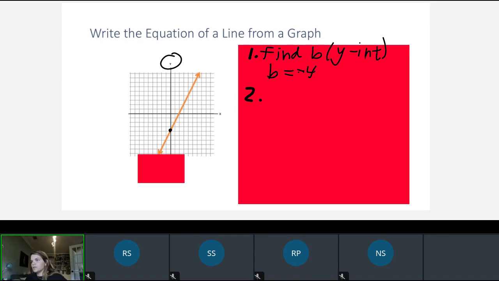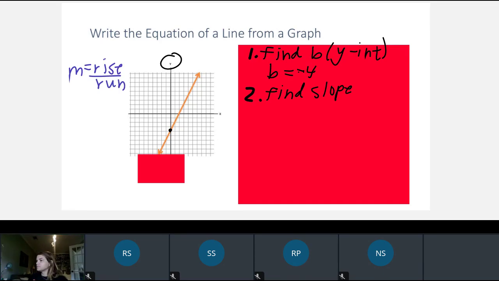Step 2 is going to be to find the slope. Okay. When we count slope, remember that m was rise over run. So in my slope, if I go up, that's a positive number. I go down, it's a negative number. If I go to the right, that's positive. If I go to the left, it's negative. What do I mean by that?